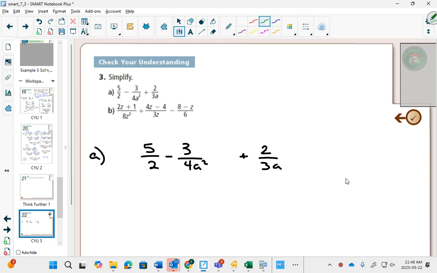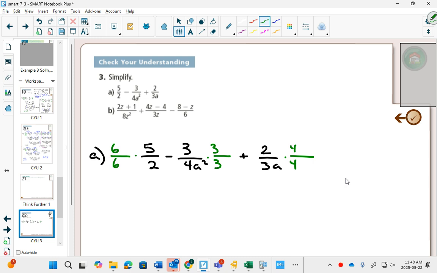So I look at my numbers, 3, 2, and 4. Lowest common denominator, can you see, would be 12. So the 2, that needs a 6 and a 6. The 4 needs a 3 and a 3. And the 3 would need a 4 and a 4.